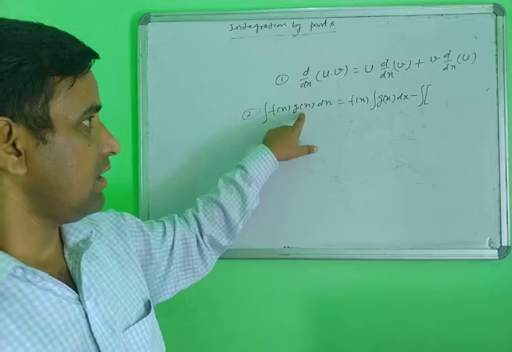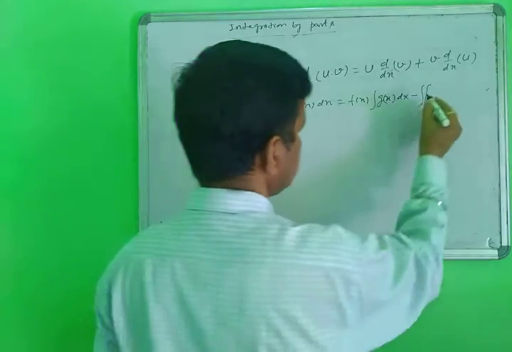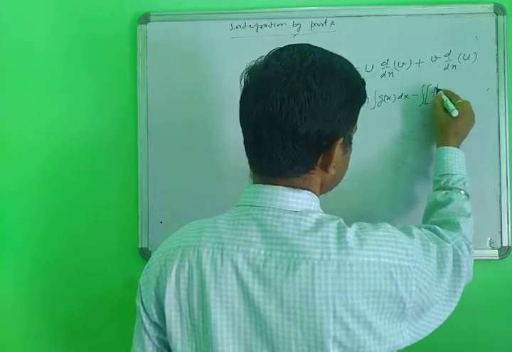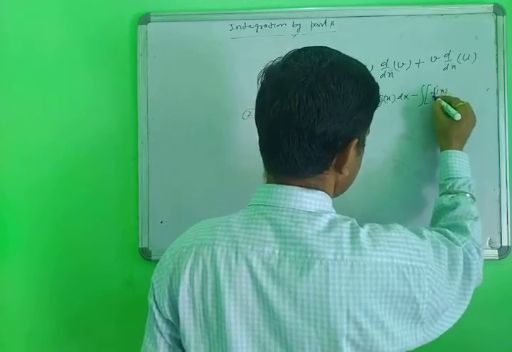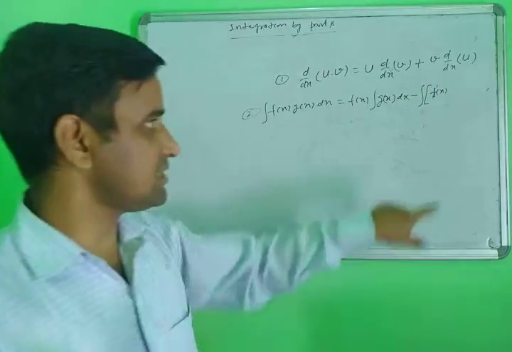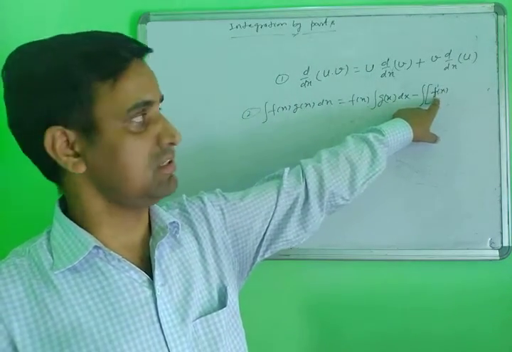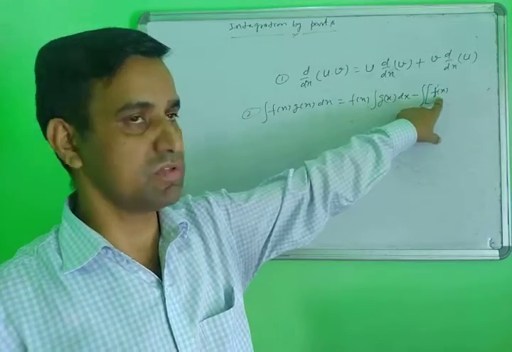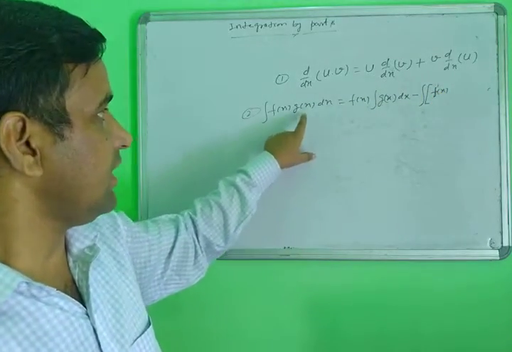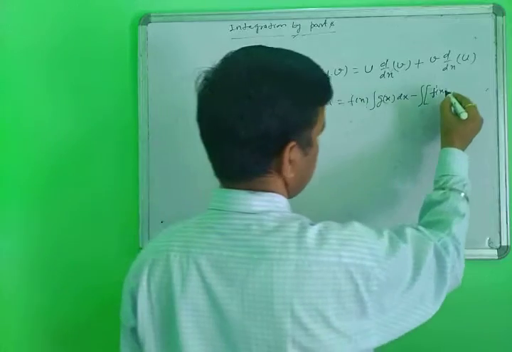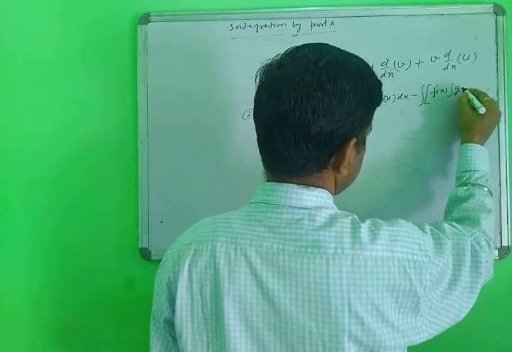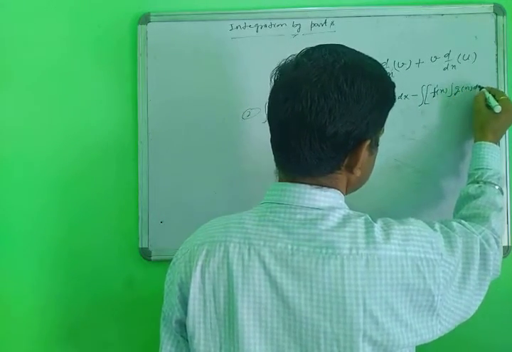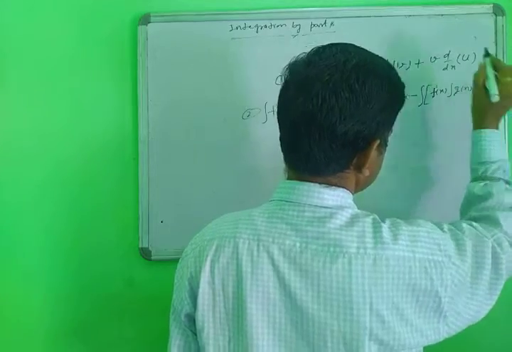the differentiation of the first function, f dash x. F dash x means the differentiation of the first function, times again the integration of the second function, g(x) dx, and again dx.